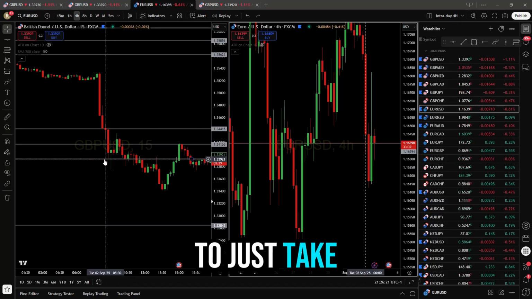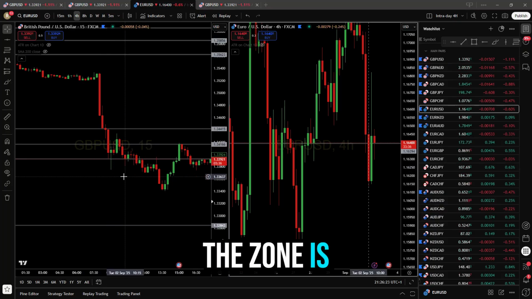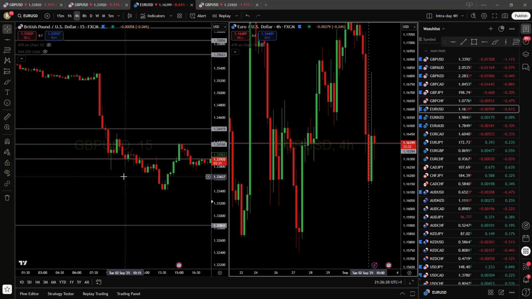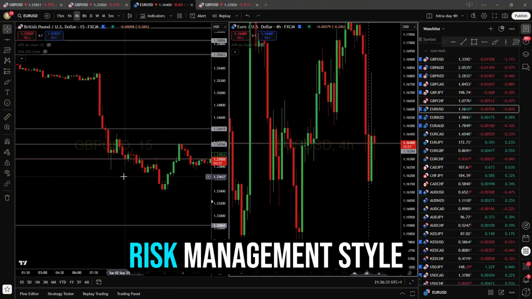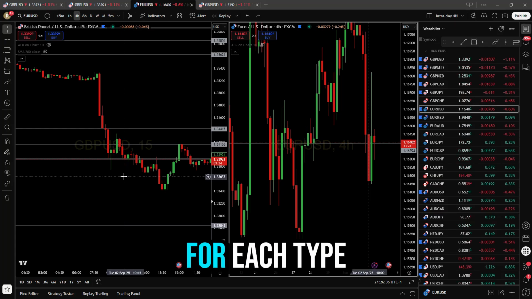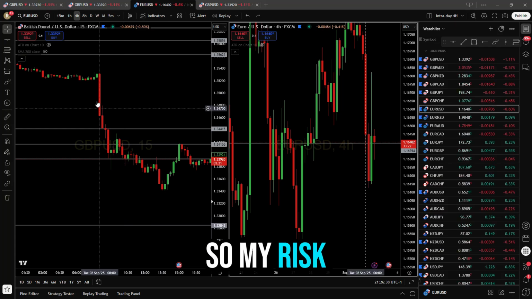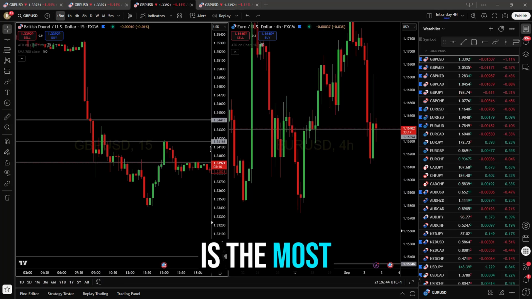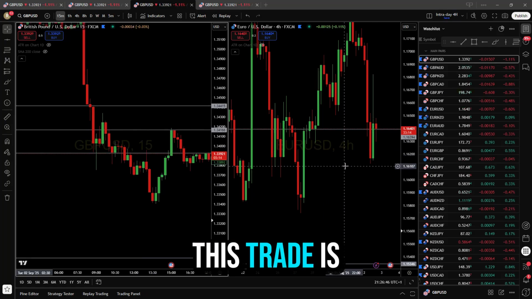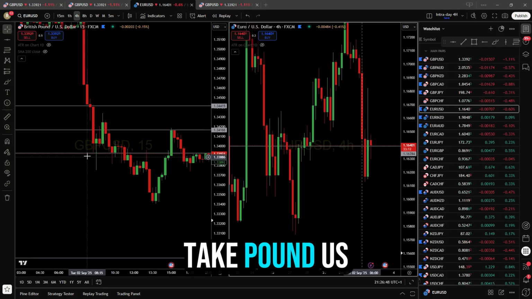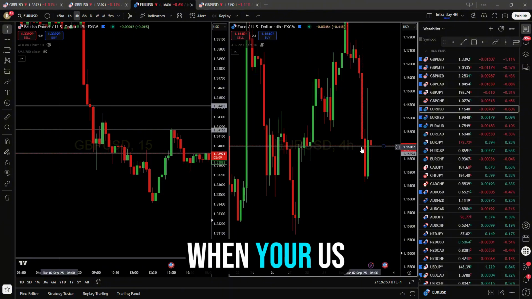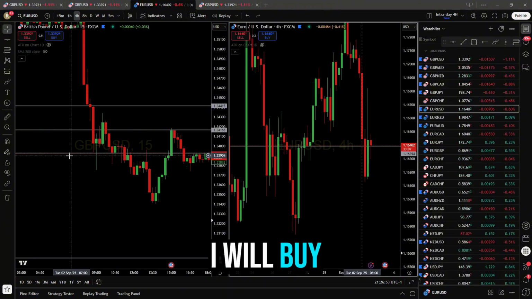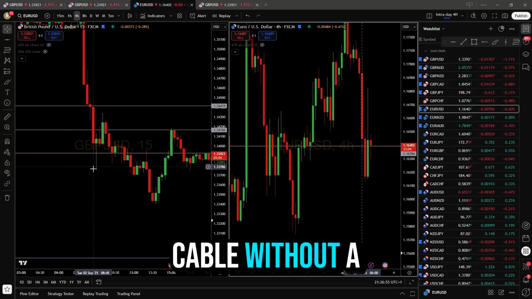So for me to just take that with a stop loss covering the zone is nonsense. You're going to take a lot of losses if you're doing that. So this is why understanding why the market is moving, and having a risk management style for each type of move, matters. My risk management style, and not forgetting the execution, because the execution is the most important part of this trade, is I would generally take pound US dollar. When euro US dollar hits that level, I will buy cable without a stop loss.